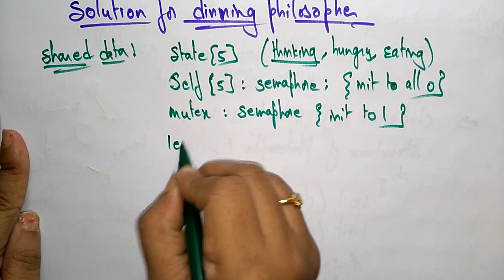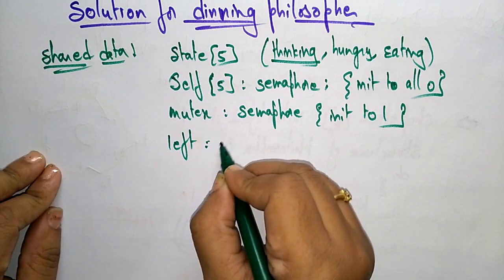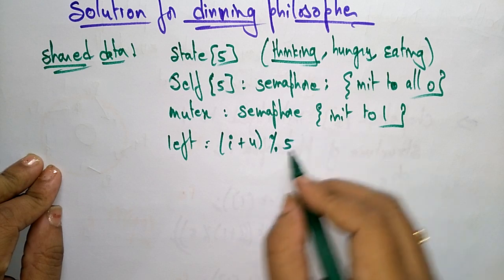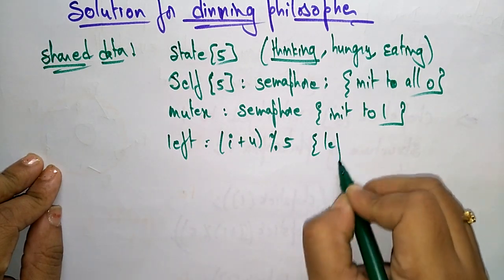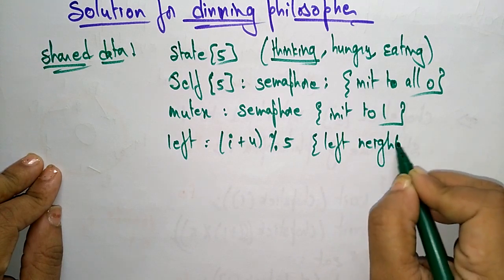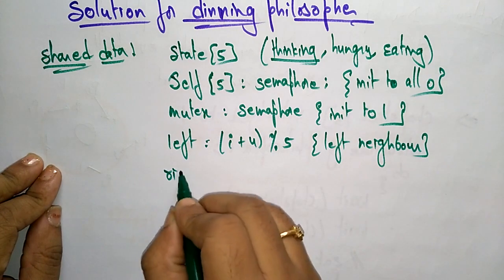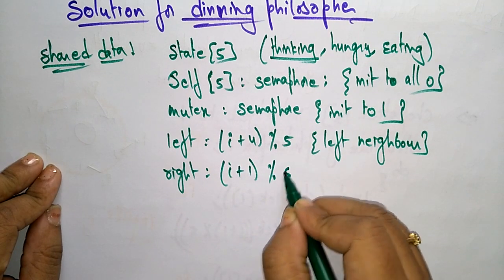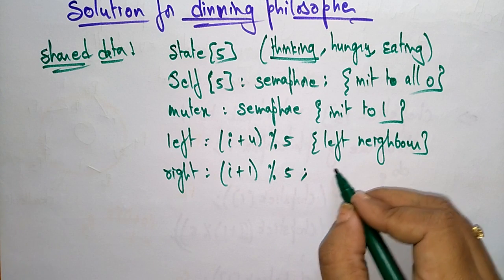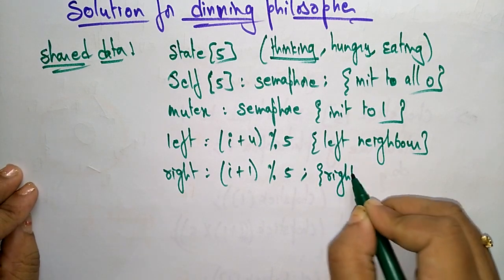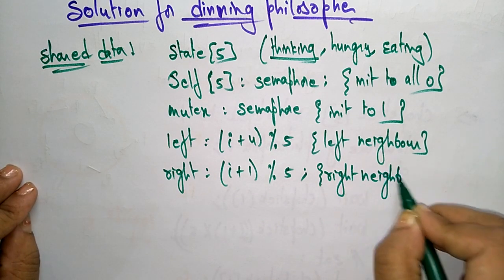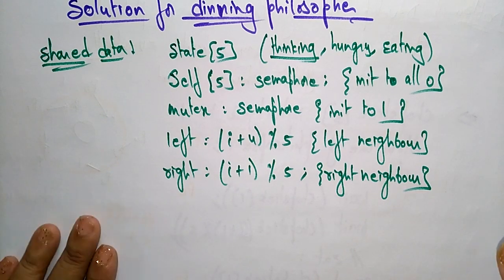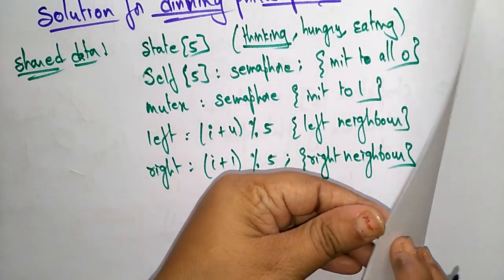And I am taking here the left fork, whatever chopstick I am taking, that should be (i + 4) mod 5. So this is the left neighbor. And the right neighbor should be right = (i + 1) modulo 5. This indicates the right neighbor. So these are the conditions I am taking before proceeding with the algorithm or the program. So let me write the solution for this dining philosopher problem.